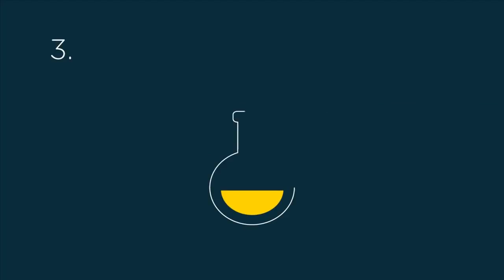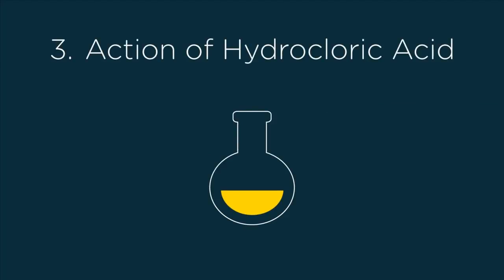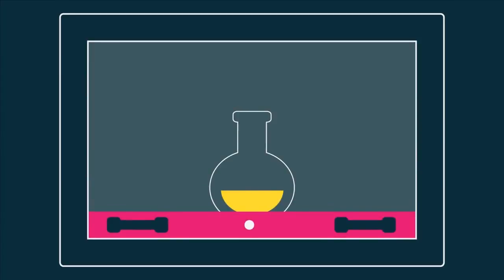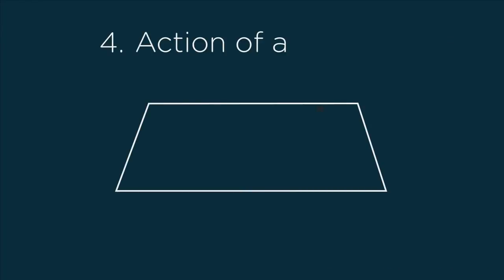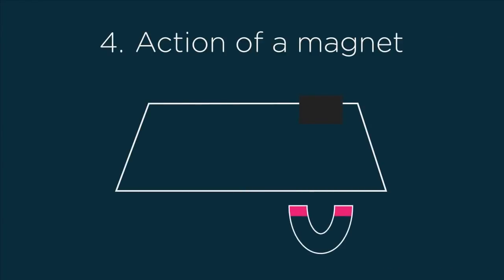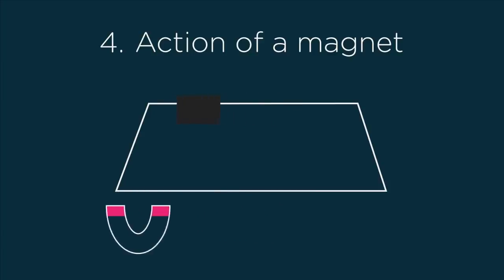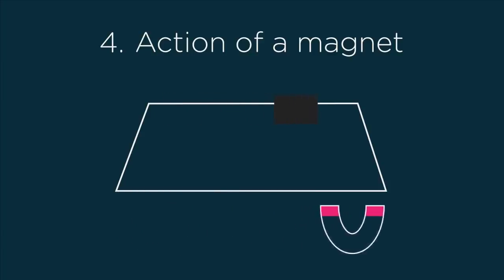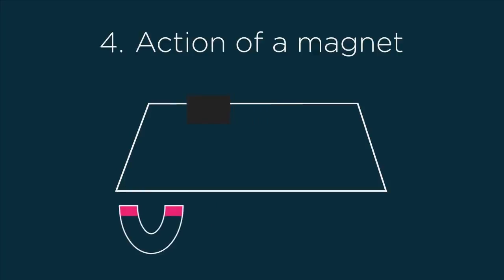Test 3. Action of hydrochloric acid. The reaction between iron(II) sulfide and hydrochloric acid should be done in a fume cupboard, as when the hydrochloric acid is added to the iron(II) sulfide, bubbles are seen, but the gas formed is hydrogen sulfide gas, which is toxic. Test 4. Action of a magnet. As the magnet is moved underneath the paper, you will see that all the iron(II) sulfide is attracted. There is no separation.